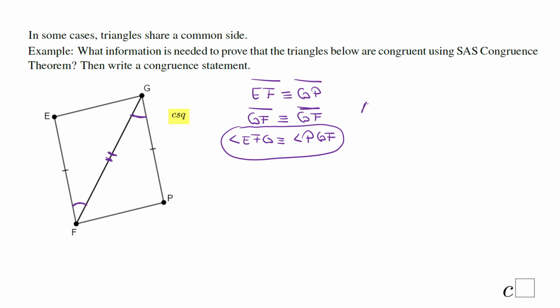And now let's write the two triangles, EGF. I'm gonna start with that. And now what is the corresponding letter for E? That would be P. What will be the corresponding letter for G? That would be F. And what will be the corresponding letter for F in the first triangle? That would be G in the second triangle. Okay, and that's it for this problem.